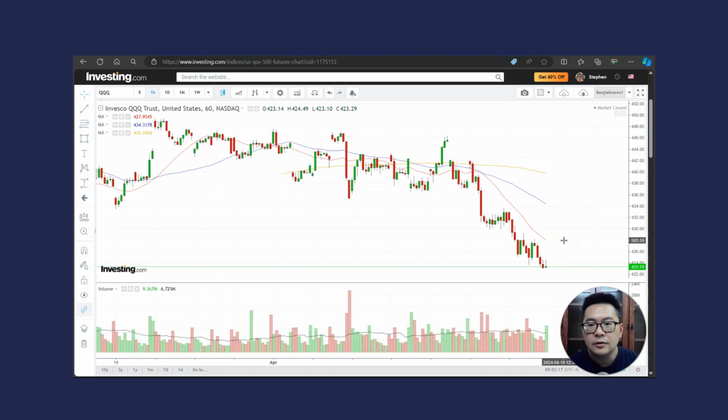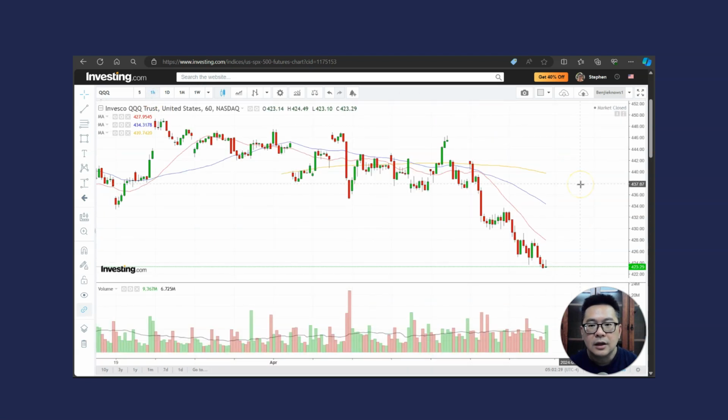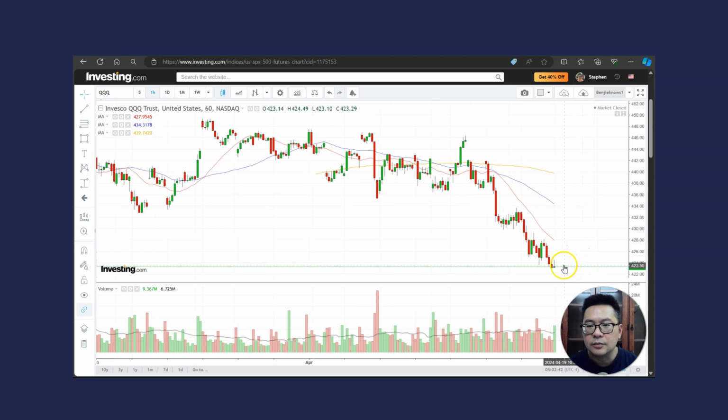With regards to the Qs, it had a nasty day as well. Daily chart went down and is challenging the support area, and if support does not hold, it might fall to here or even here. Still in the declining mode. You can see it is below the 200 MA in the 60-minute chart. 50 MA declining, 20 MA declining, and you should not long tech stocks, but continue to be bearish until it goes back above the 20 MA or 50 MA.